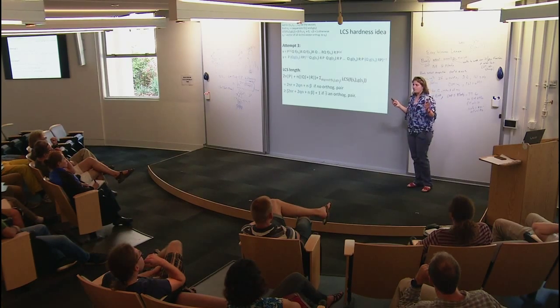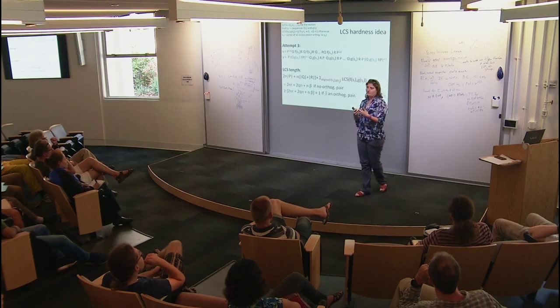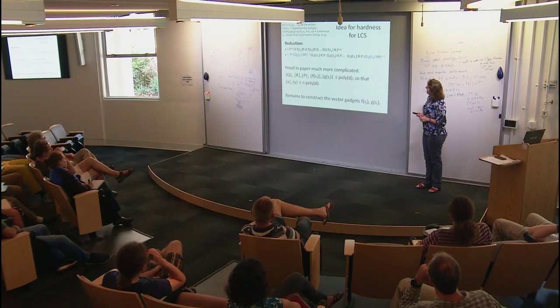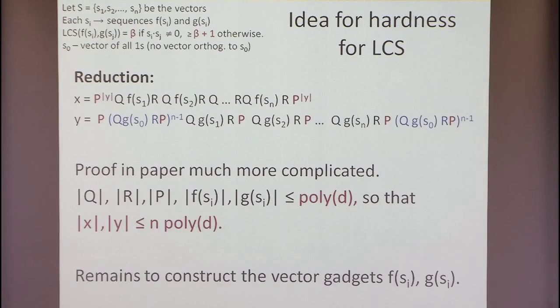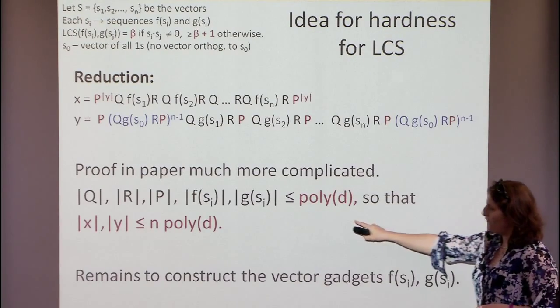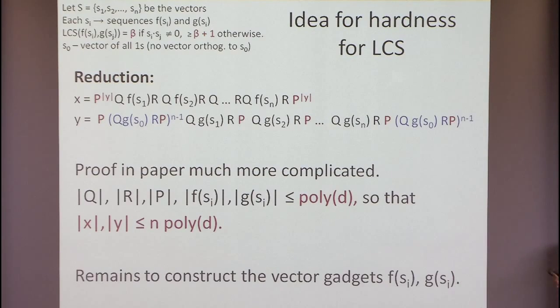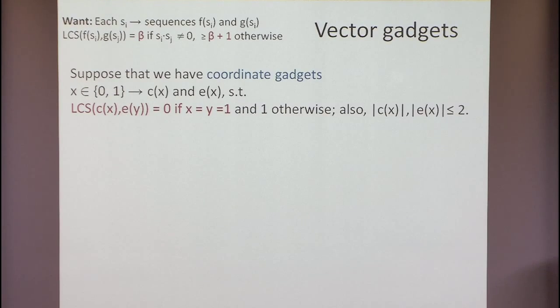So now we know what to do the moment someone gives us vector gadgets. And now we have to construct the vector gadgets. So before that, I think I already said all of these quantities will be polynomial in D, so we're fine with the length of the strings. They're n times poly D. And now we'll construct these. Okay, the vector gadgets.